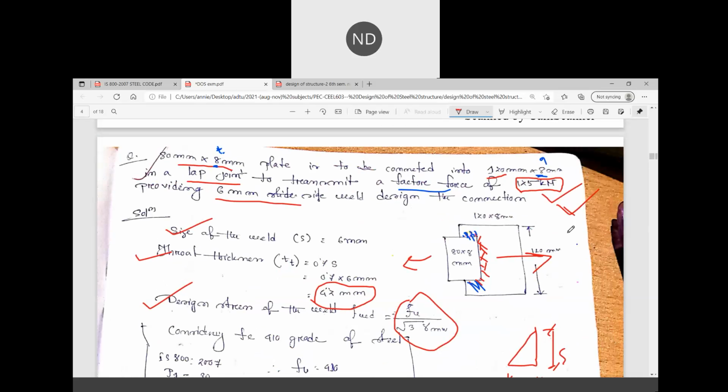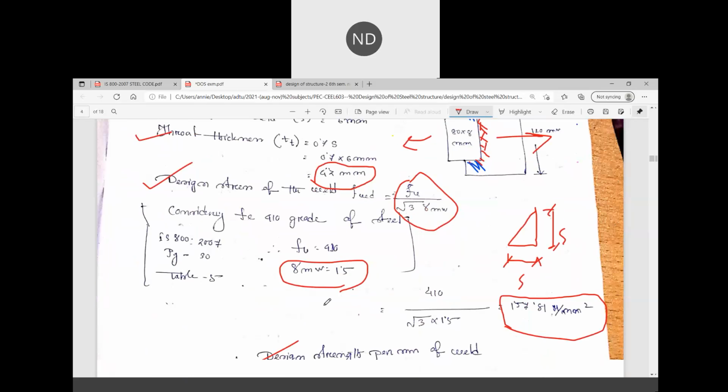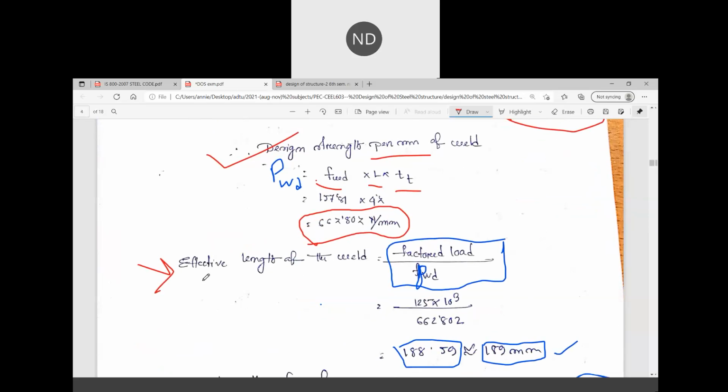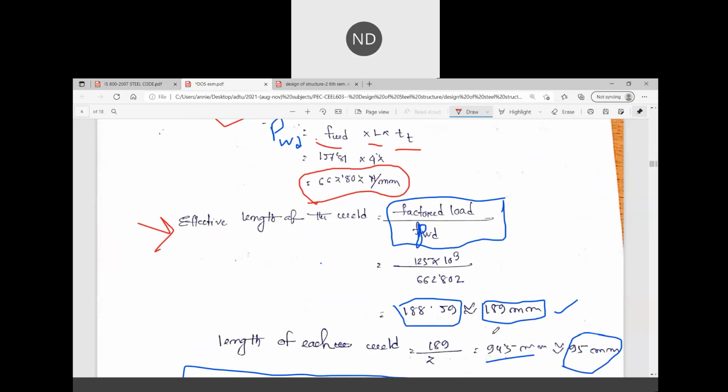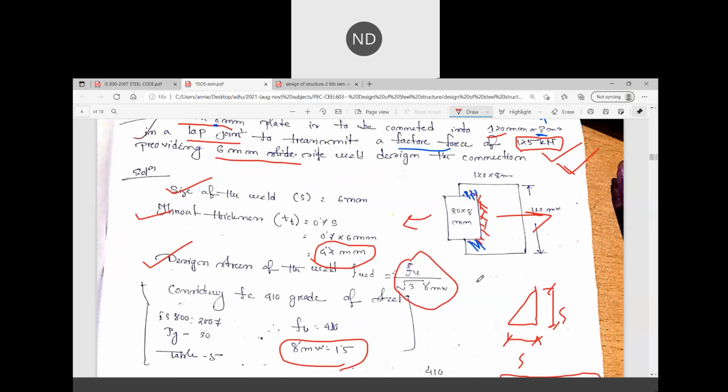Okay, so you have finally designed your fillet weld. That means we had checked the throat thickness, we had calculated the design stress, which is Fu by root 3 gamma mw. Then we had calculated the design strength per mm length of the fillet weld. Then we had calculated the effective length of the fillet weld. Effective length means the total length of the weld was 189 mm. So first of all, if we provide from this total, this entire should be welded, right? But the total length was 189 mm, right?